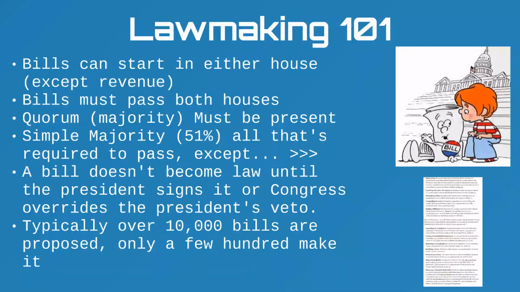Just to give you a little sense of how many bills die in Congress, and here in a second, I think I've got a graphic that shows you the whole process, which, like I said, we don't have time to talk about here, unfortunately, but it's not going to be surprising to you that this many bills die. 10,000 bills are proposed every year, and only a few hundred make it.